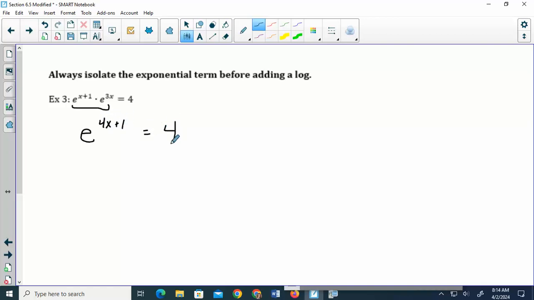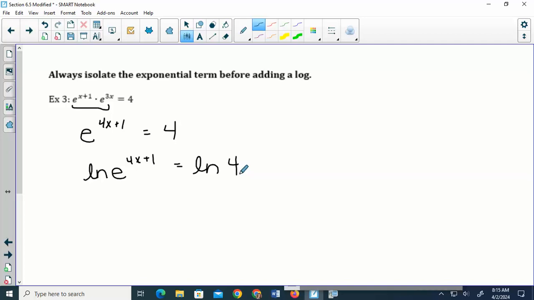Okay, is there a common base option here? No. So that means we have to add our log. You can do either one. When I see e's, I typically use the natural log. Just a personal preference. It doesn't matter and you will get the same answer either way. I use natural log because natural log is log base e, and I'll show you how that simplifies things in a little bit.